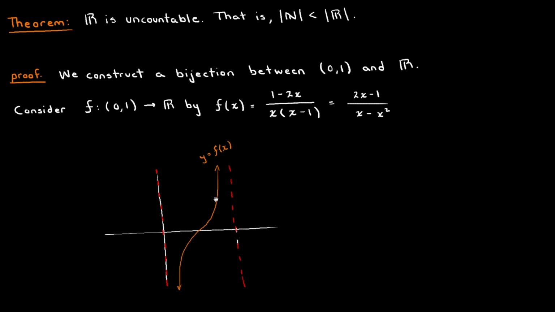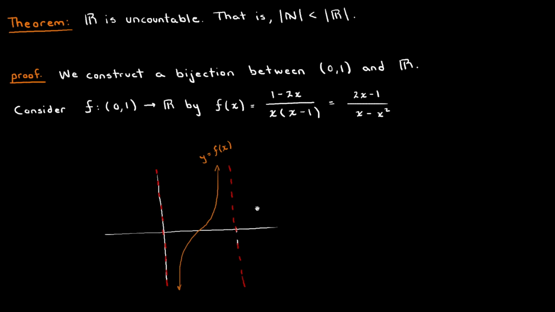And the function is also surjective, because if you pick any real number y, let's just say we pick this real number y, then there will be a corresponding input that maps onto that real number y. So the main takeaway is that the open interval from 0 to 1 is getting mapped onto the entire real number line from minus infinity to infinity.